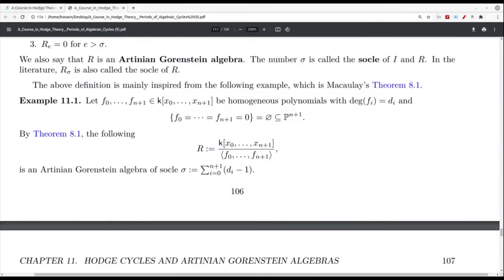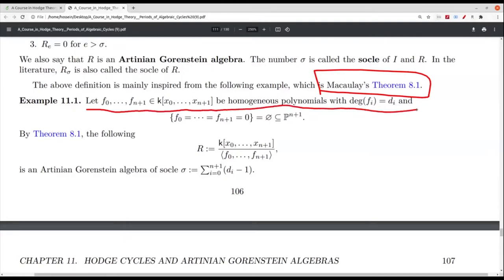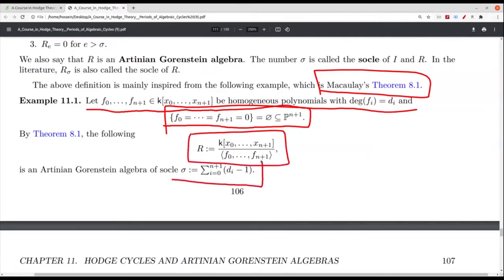So our first important example of an Artinian Gorenstein algebra comes from Macaulay's theorem, and basically this is already written here. If you have n plus two polynomials f_i in a polynomial ring with n plus two variables, and their degrees are d_i, and we assume that they do not induce any variety in P^(n+1), in the sense that the variety induced by the f_i is empty, then this quotient is Artinian Gorenstein of socle degree sigma, which is the sum of (d_i minus 1). And this is Macaulay's theorem.